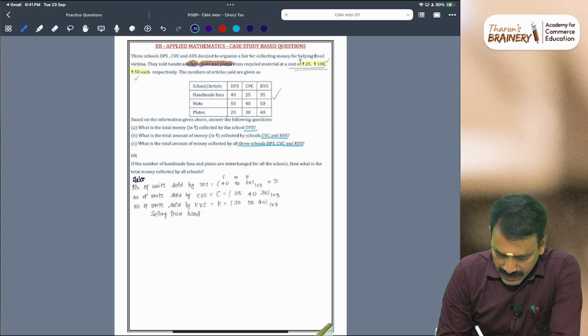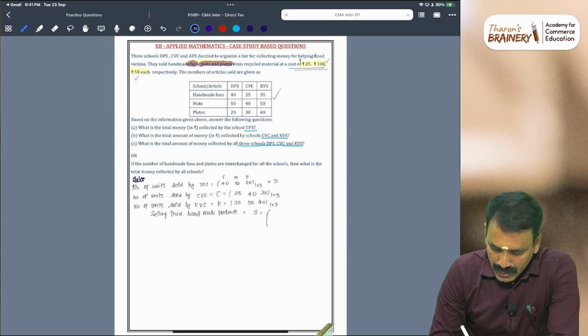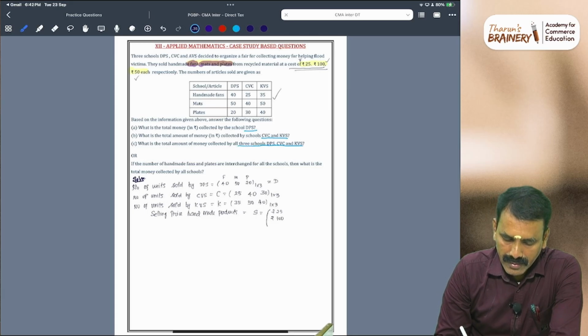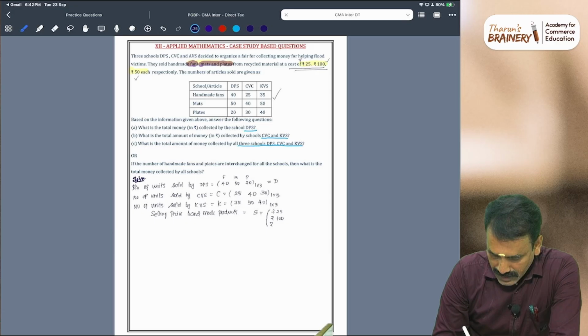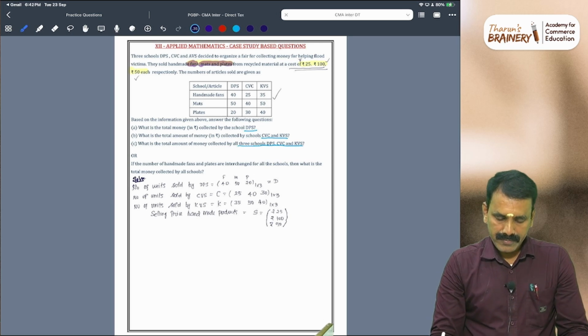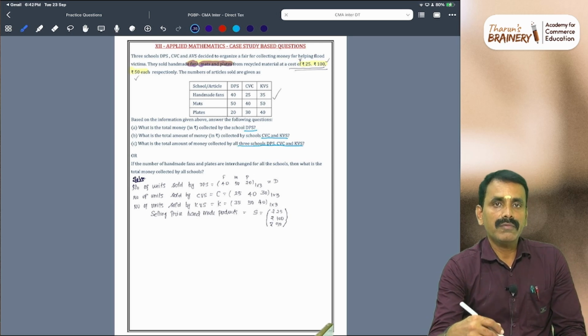Selling price of handmade products. We write this as S. We try to write this in the form of a column. Rupees 25 for fans, rupees 100 for mats, and rupees 50 for plates. So the data given in the question we have written in the matrix format.